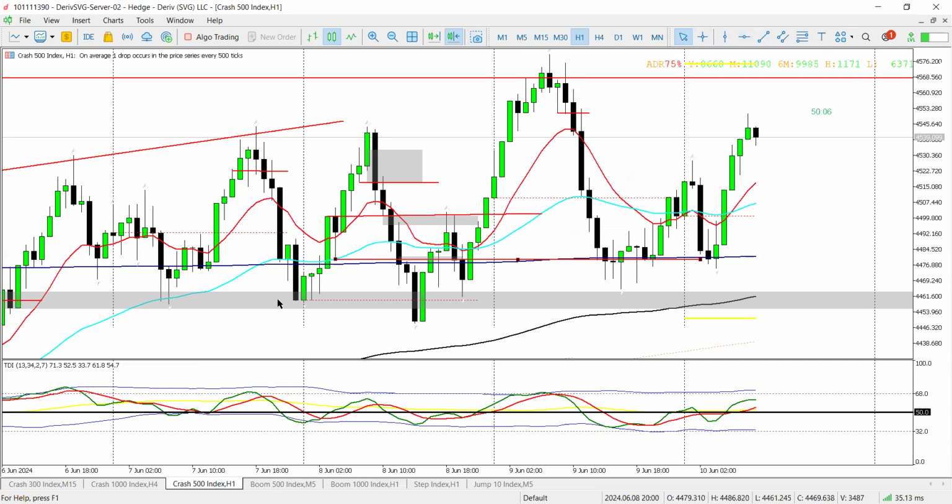sells should happen, or we should start looking for sells if we come below this zone. So that's a fair value gap we have. So if we can come below this fair value gap, then we can look for sells. Apart from that, I don't think I'll be interested in any sells on C5.